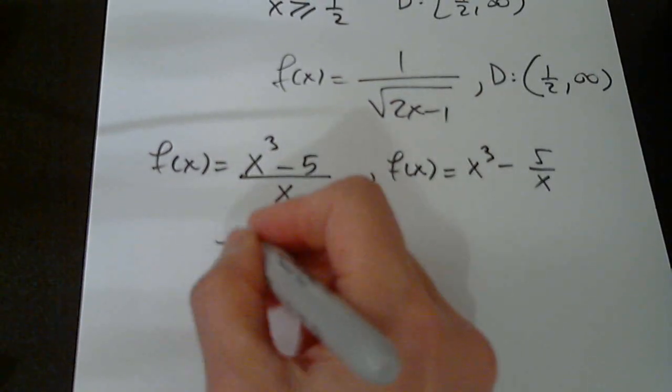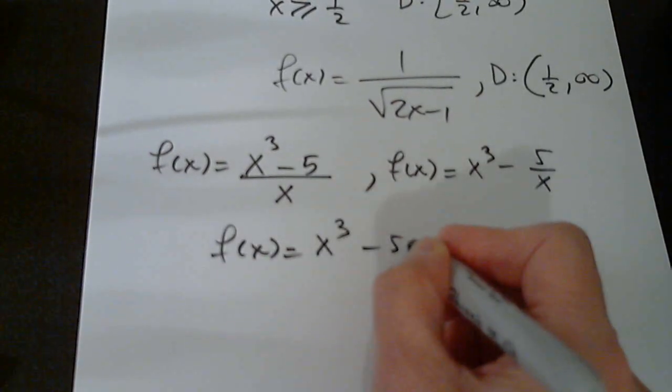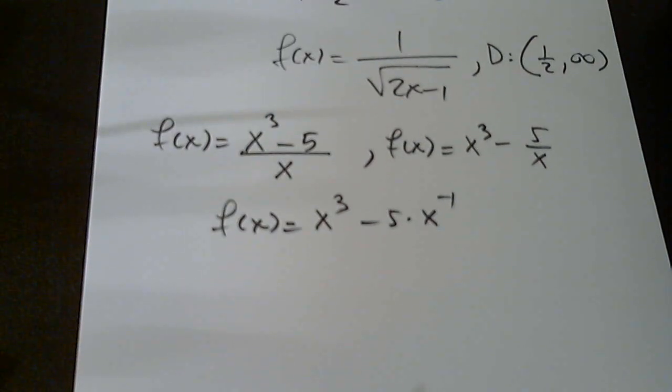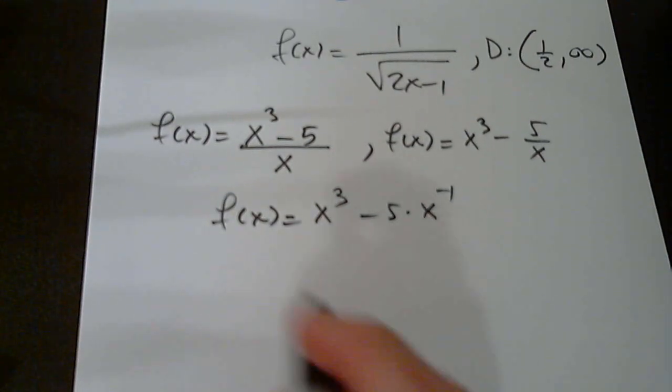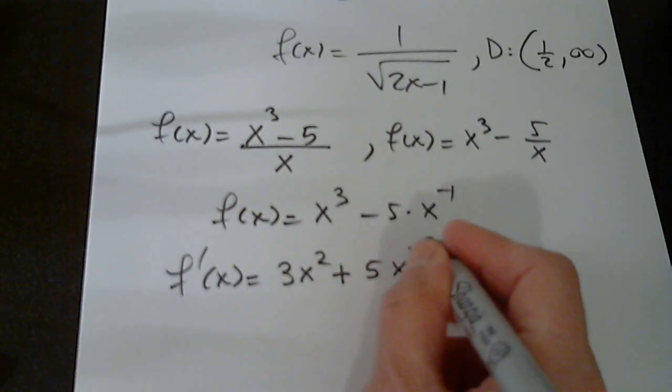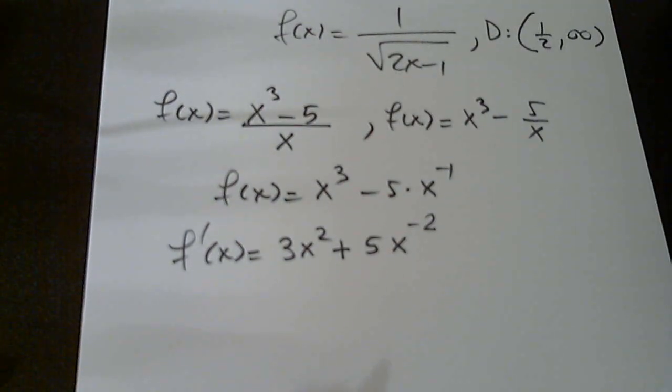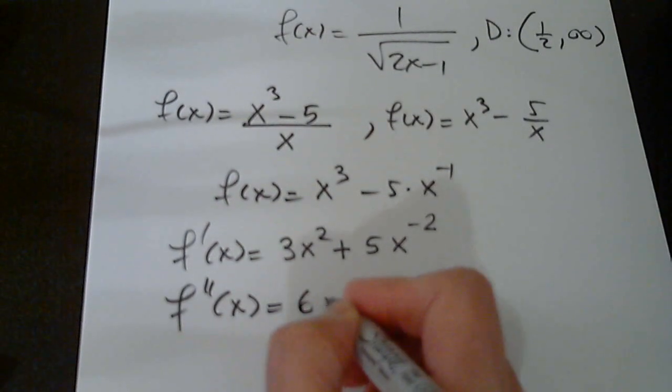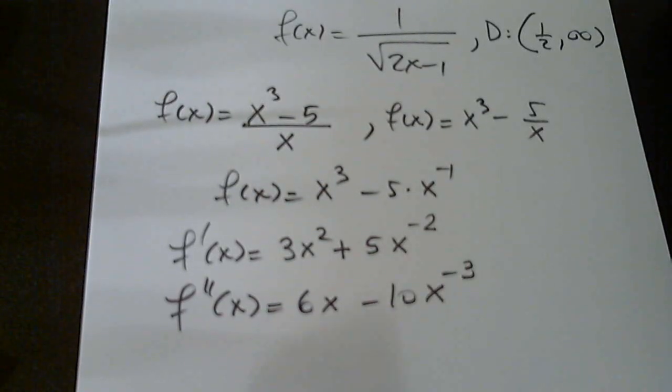Awesome. Perfect. So f of x equals x to the third minus 5 times x to negative 1. I always try to make our life much easier if we can. So the first derivative is 3x squared plus 5x to negative 2. And the second derivative is 6x minus 10x to negative 3. And that's all we need. Is this okay? Yes. Perfect. Anything else?